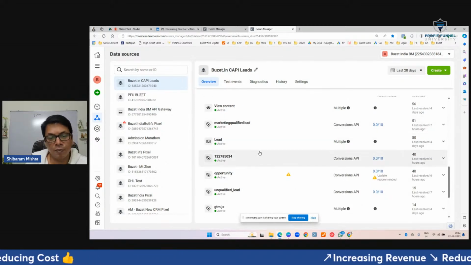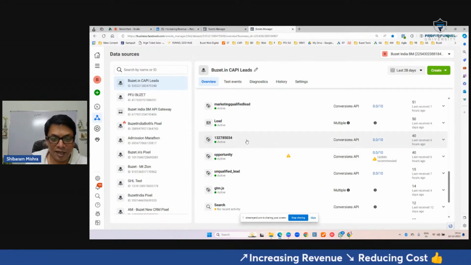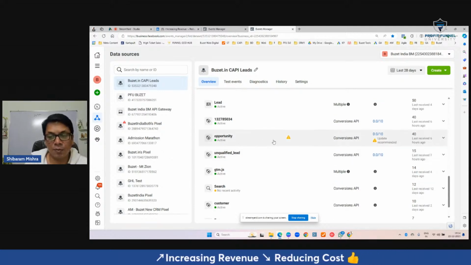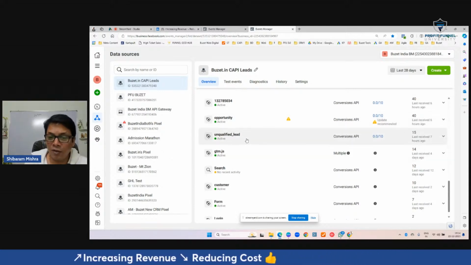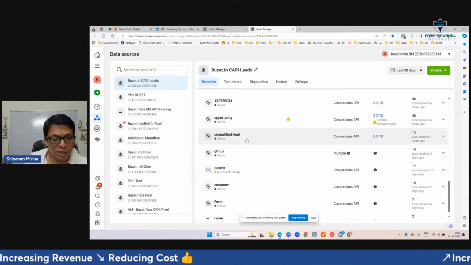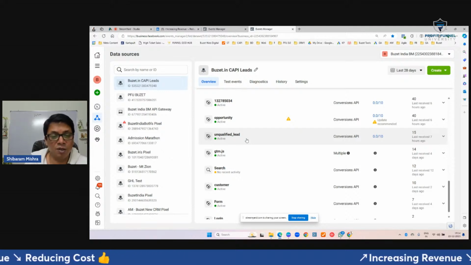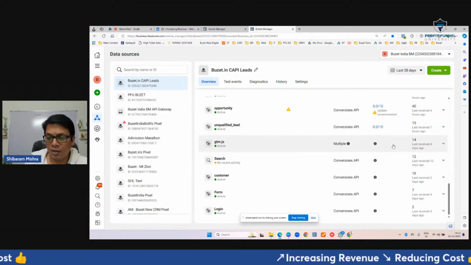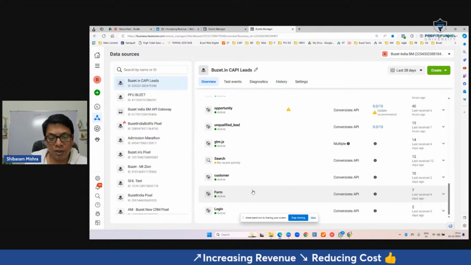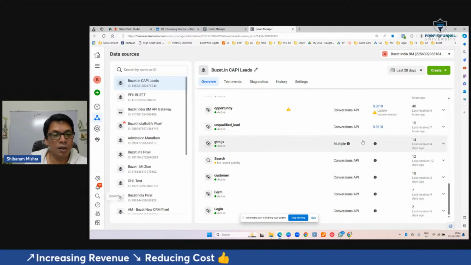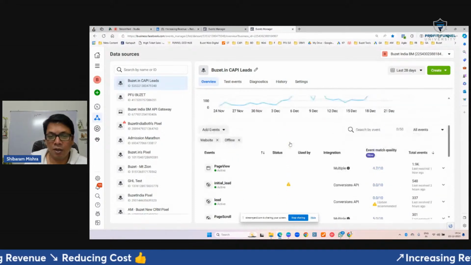This is another form. This was a test event, I forgot to delete. Opportunity means at a proposal stage. Unqualified leads mean people who do not have time or budget, or we say no to them basically. Search is from the website. Then people who convert are also tracked here. People who fill up a form, people who log in to our gateway, all this data is captured.